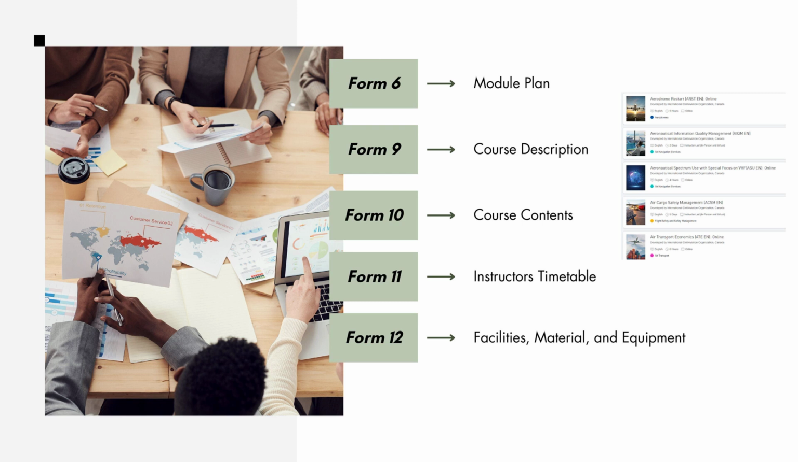These 5 forms: Form 6, the module plan, which guides the structure of each module; Form 9, the course description providing an overview of the training; Form 10, the course contents outlining the lessons and topics; Form 11, the instructor's timetable, helping you manage time and sequence; and Form 12, covering facilities, material and equipment, ensuring you have the resources needed to deliver training effectively. By mastering these 5 forms, you will have everything necessary to deliver an ICAO course in line with international standards.